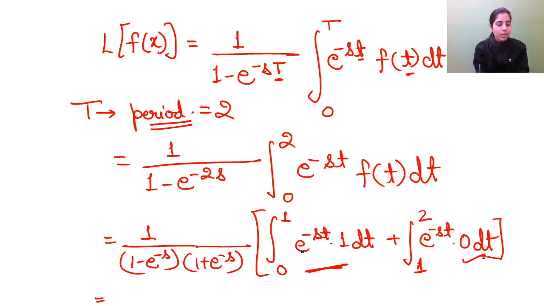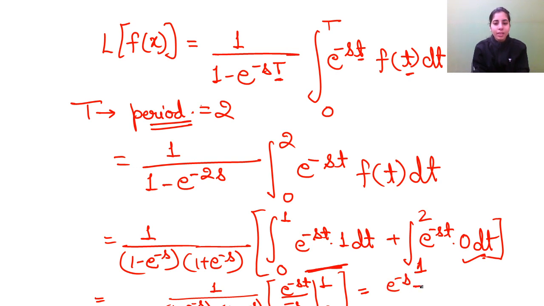So what you will get after doing its integration? You will get e to the power minus st upon minus s. Then put the limits 0 to 1. Clear? So when you put these limits here, this term will remain the same. Next, when we put the upper limit first, we will get e to the power minus s, clear, and minus e to the power minus s into 0, clear. So that's going to be just 1, and upon minus s, clear.